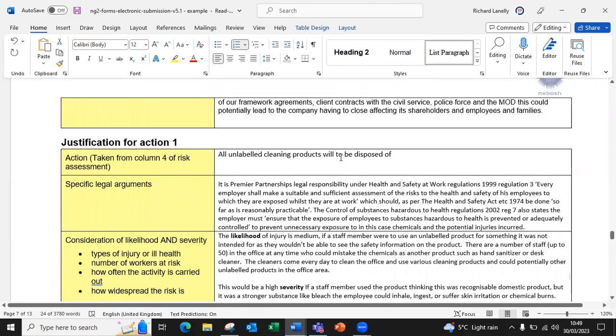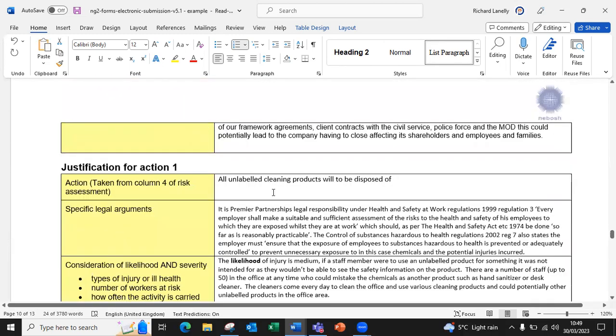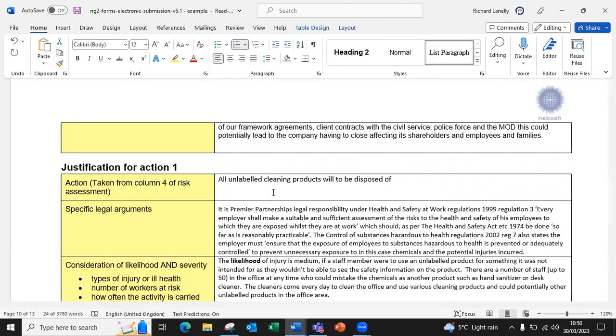So don't put any extra information there. It has to be one action for each of these boxes. You wouldn't normally do this in a real risk assessment. This is literally a case of you're justifying yourself. You're explaining to the marker why you've done what you've done. In a real risk assessment, you wouldn't be expected to do that.